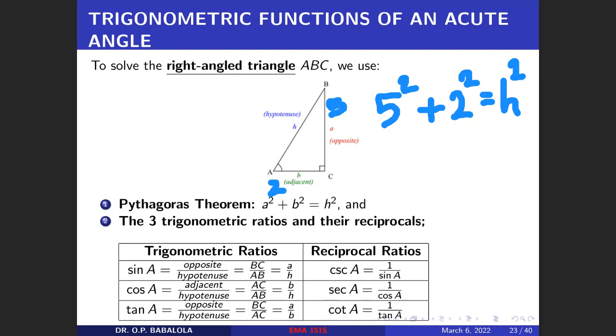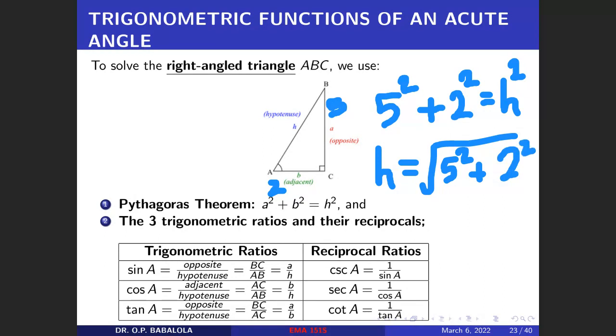And what this means is H will be equal to the square root of 5 square plus 2 square. That's 25 plus 4. And then you have the value for this side, the hypotenuse side, which is AB. So that's how we use the Pythagoras theorem to find the value of sides of a triangle. And remember, this triangle is a right-angled triangle, which if a side of it is angle 90.